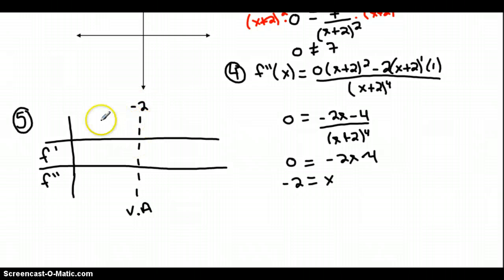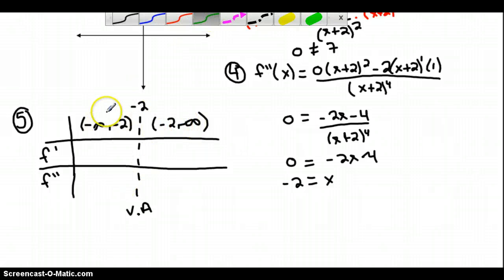What I'd like to do is pick a test value to the left of negative 2. So somewhere between negative infinity and negative 2, I'd like to pick a test value. And then somewhere between negative 2 and infinity, all the values to the right of negative 2, getting larger than negative 2, I'd like to pick a test value in there as well.